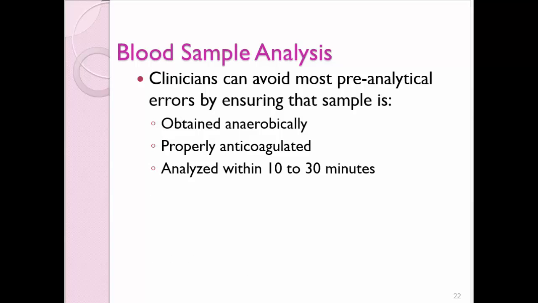There's a couple of different types of errors that can occur here. And as clinicians, we can avoid these pre-analytic errors by ensuring that the sample is obtained anaerobically. In other words, we don't want any gas bubbles inside the blood. So we have to discard the air bubbles inside the blood before we run it through the analyzer. And the sooner we can discard those bubbles, the better. Proper anticoagulation, and the blood needs to be analyzed within 10 to 30 minutes. Now that's simply because blood is still metabolic. It is using up the oxygen and producing carbon dioxide even as it sits in the syringe.